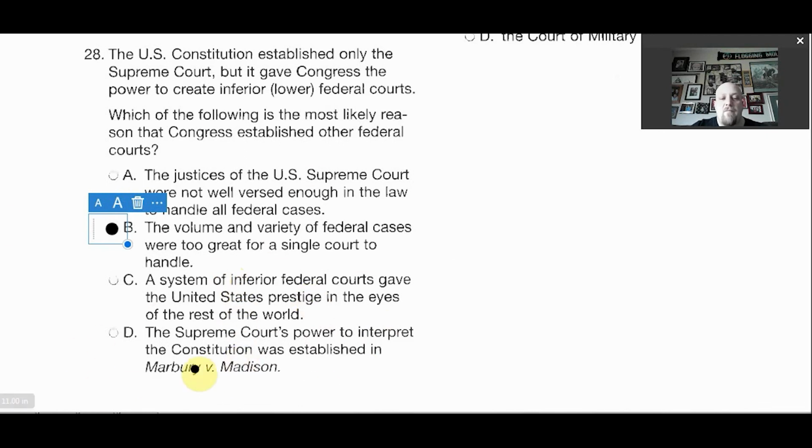It doesn't say anything about Marbury versus Madison. You aren't going to know anything about that. They're just trying to confuse you on that one. And its system of inferior federal courts gave the United States prestige. It has nothing to do with how we look in the eyes of other countries. It's all about how much they can handle.